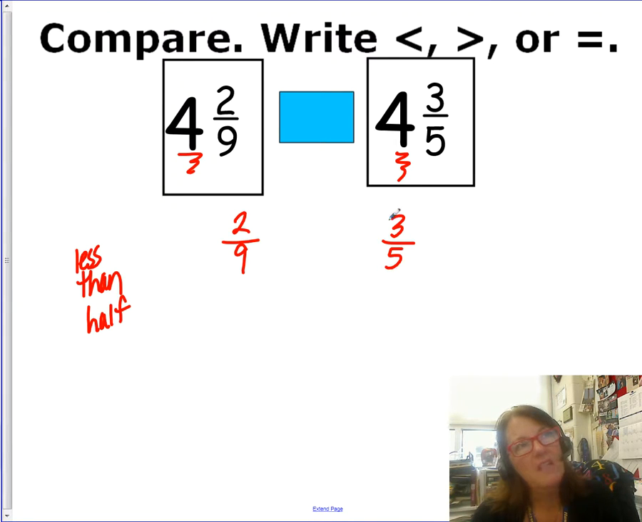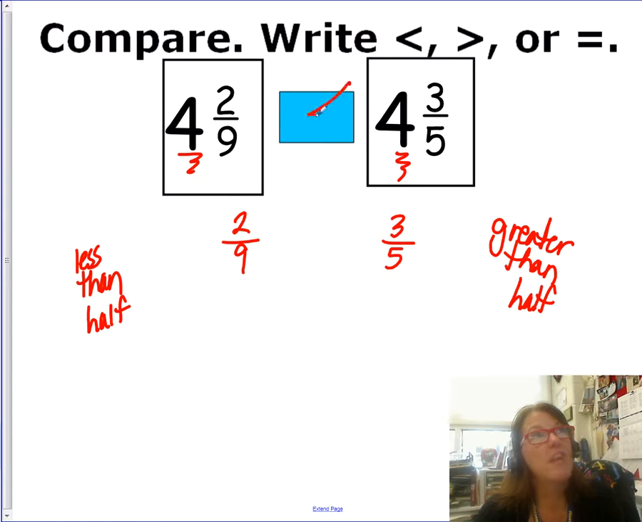Is this bigger or smaller than 1/2? 3/5. Exactly half of the fifths would be 2.5. So this is greater than 1/2, which means since the 2/9 is less than 1/2 and this is bigger than 1/2, I can tell you right now it's going to be less than. But you have to prove it to me. Prove it, and get me a common denominator.